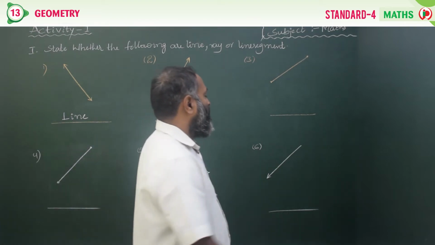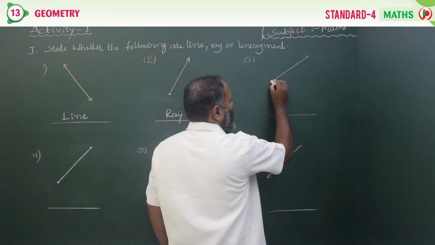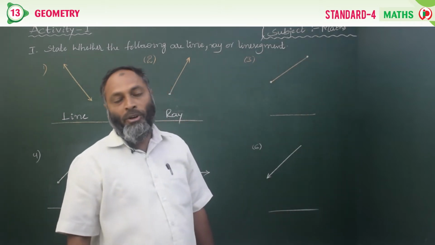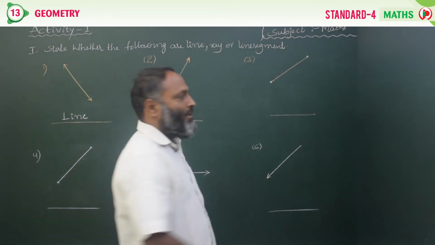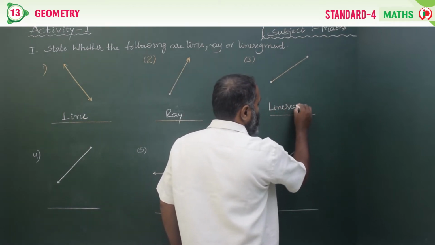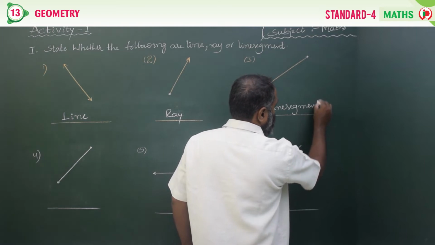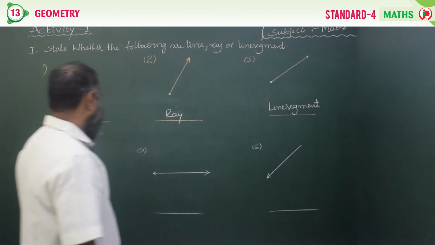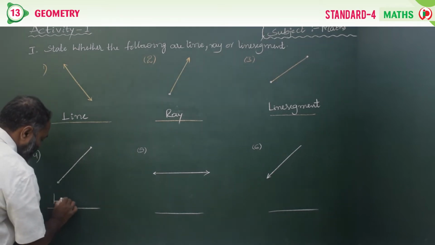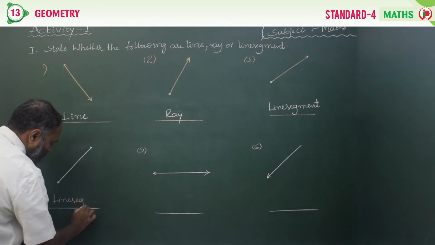Now here, in this we have two end points. If a line has two end points, that is a line segment. This is a line segment. Now here in the fourth also we have two end points. So this is also a line segment.